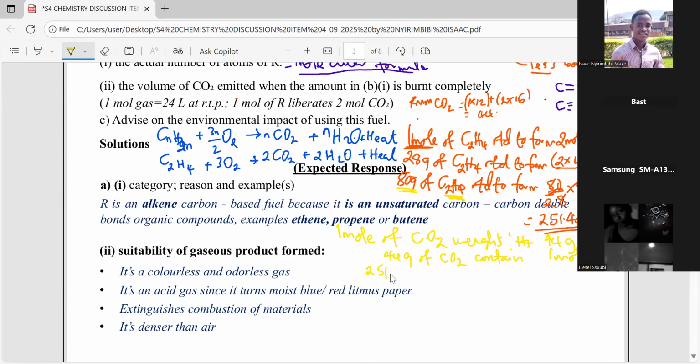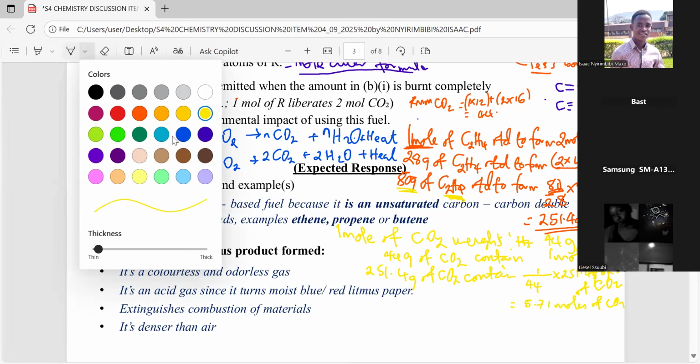What about 251.4 grams of carbon dioxide? It will contain 1 over 44 times 251.4 moles of carbon dioxide. Is it clear there? Yes. So what is the answer? Use your calculator. 5.71 moles of carbon dioxide.